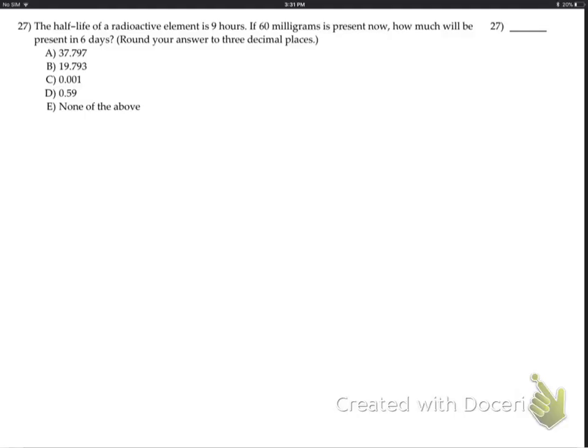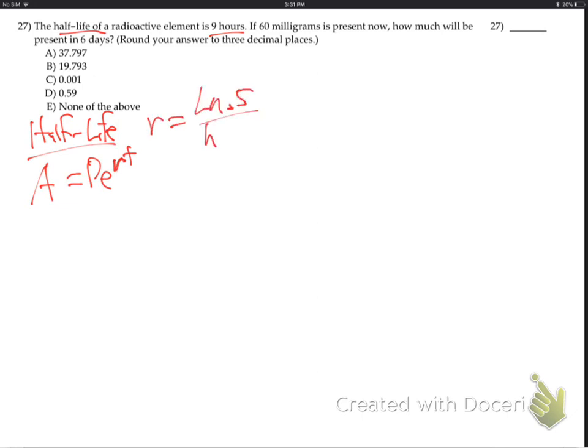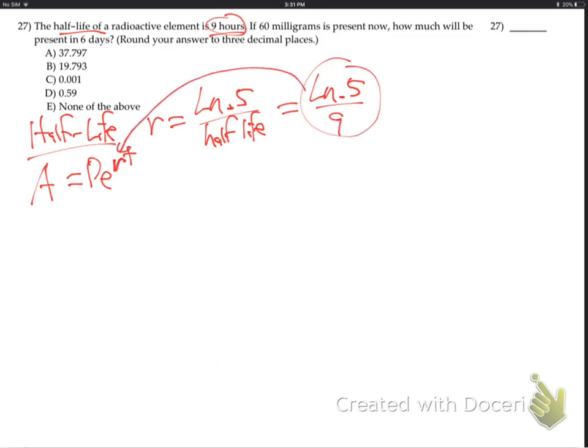Okay, 27's not an easy problem. Let's take a look. So, it talks about half-life, 9 hours. So on a half-life problem, that means using the PERT formula on all these exponential growth and decay problems, r will be ln 0.5, that's the half, over half-life. So r is ln 0.5 over the half-life, 9 hours, over 9. So that's my r, I know right away. P e to the ln 0.5 over 9 t.